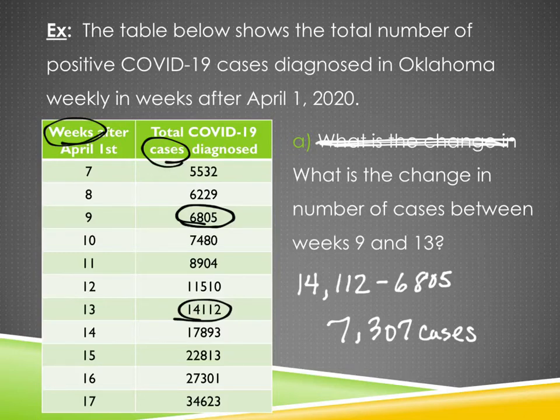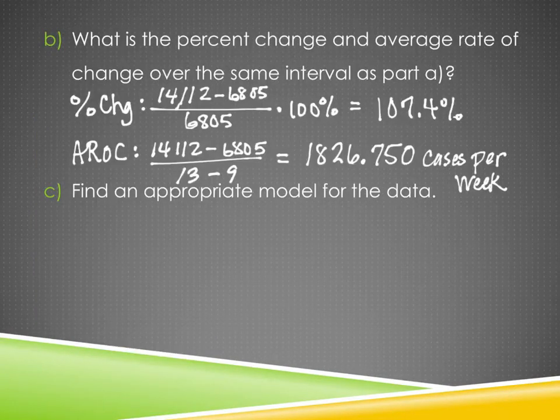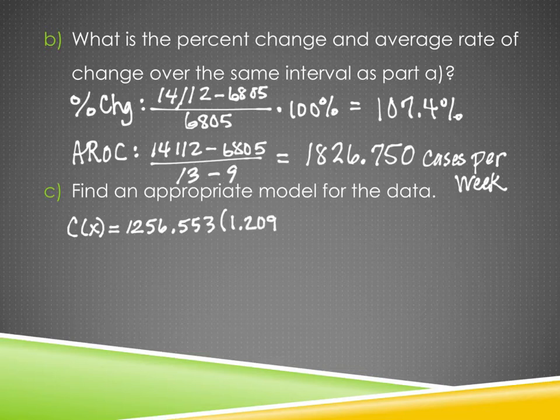All right, so we need a name. This was COVID cases, so I'm going to call mine C of x. You can pick a different name if you'd like. F of x is fine if you want to always use the same. It's 1256.553, and then I have 1.209 to the x.